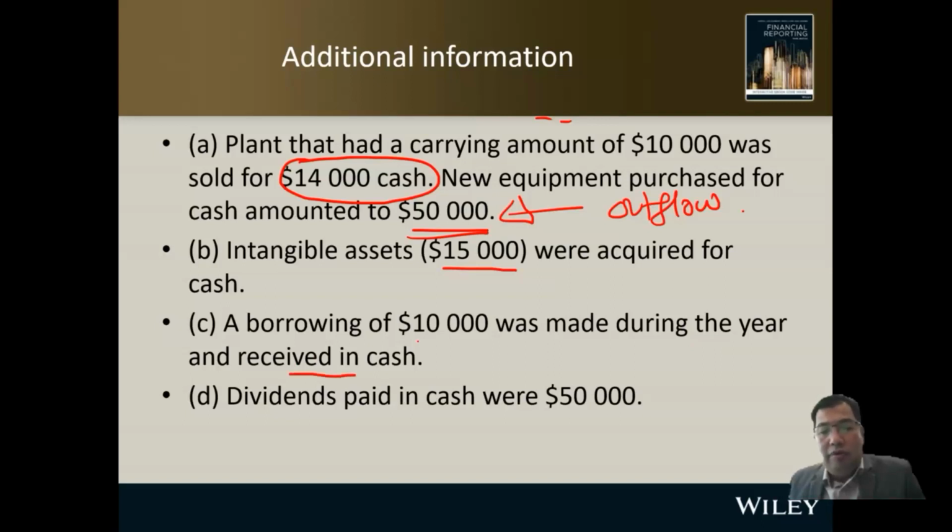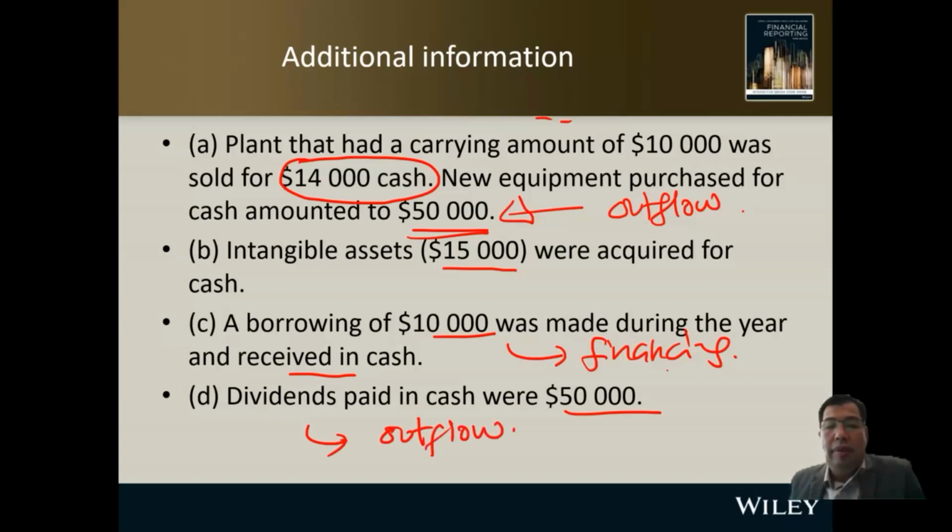You mean you borrow money from the bank, 10,000. So this falls under financing. And dividend paid in cash were 50,000. So this is also financing. This is outflow. Yeah, outflow means money out. This is money in. This is inflow.